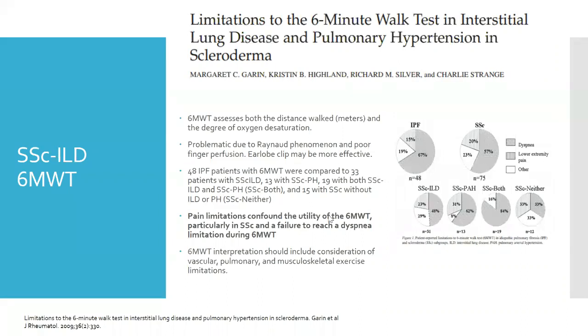When we look at a 6-minute walk test, we look at the distance that's walked, but also at the degree of oxygen desaturation they had. A lot of our scleroderma patients, and this is something I've seen in one of our patients who was admitted, can have Raynaud's, and when you have Raynaud's, they have poor finger perfusion. So sometimes you may need to use earlobe clips to do their 6-minute walk test.